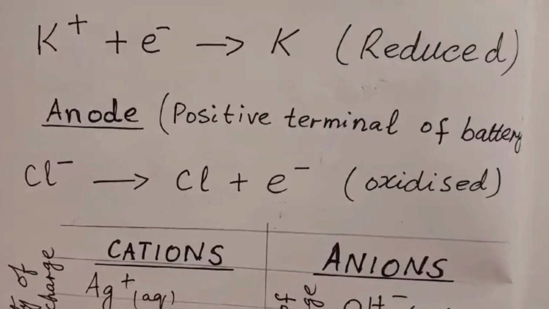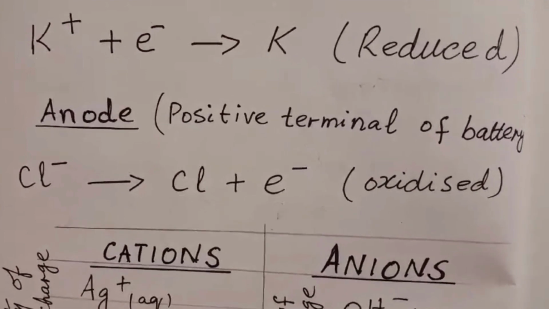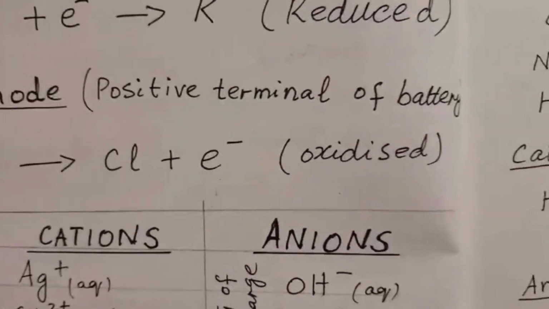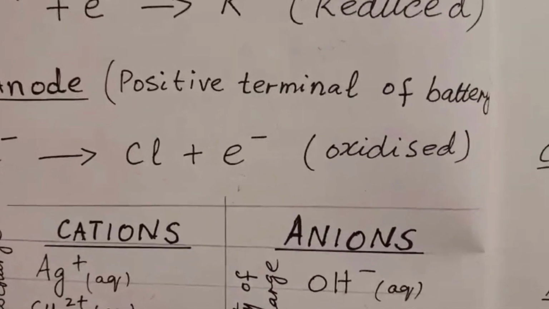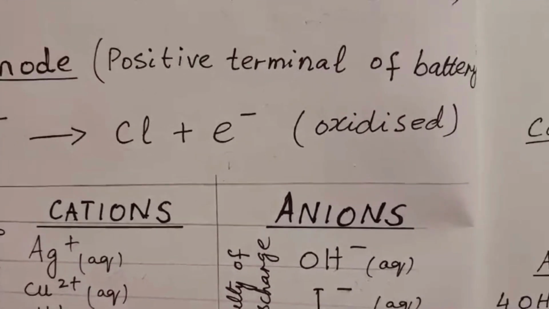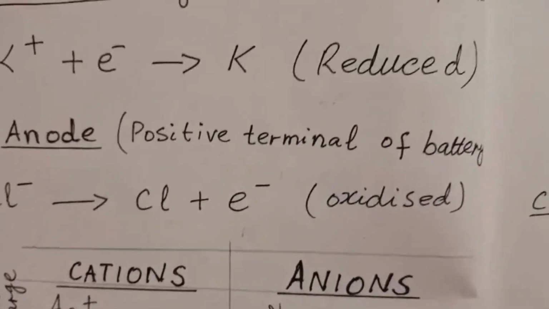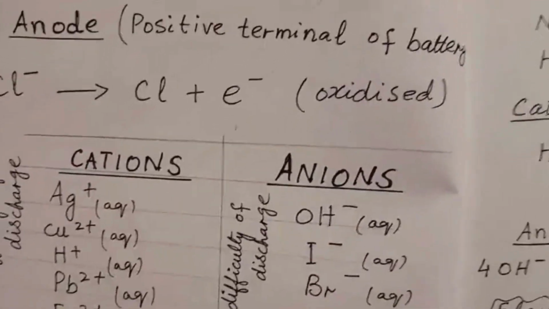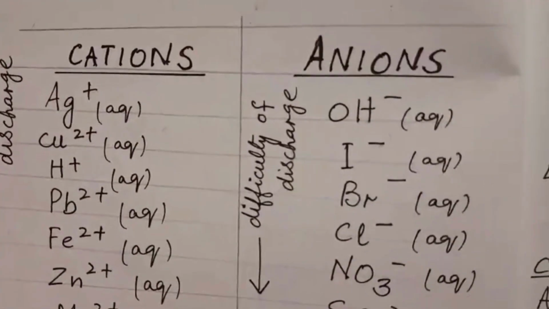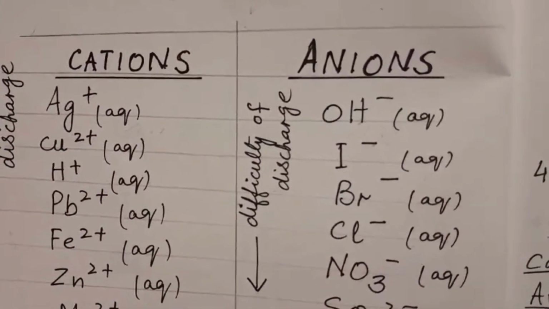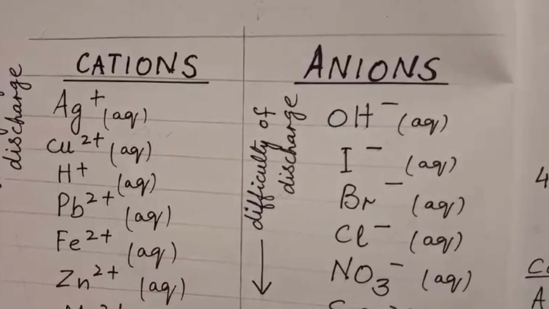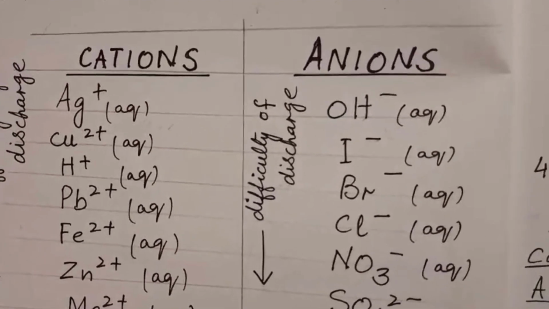And at the anode, the anions, which are the negative ions, for example the chloride ion, will move towards the anode and get oxidized; its negative charge will get removed and it will get neutral. So oxidation takes place at the anode and reduction takes place at the cathode. Now we have the list of the cations and the anions according to their preferential or selective discharge.